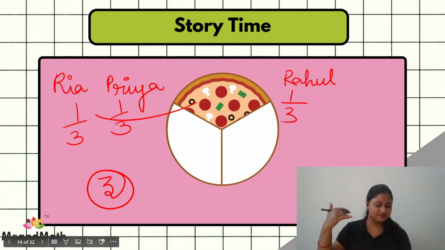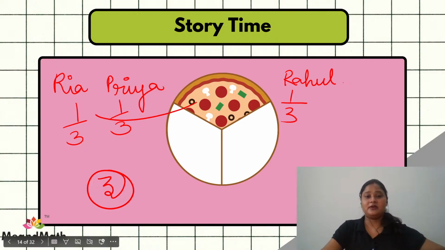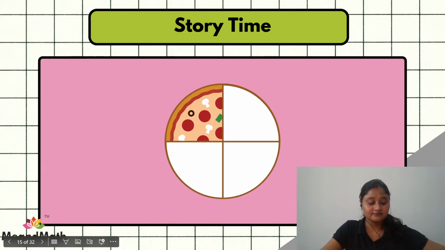The phone call rang again. Trin trin trin trin. This time Rahul went to pick up the call. Okay. Now who is coming? Somebody is coming, right? Because you can see on the screen now pizza is going to be divided into how many parts?